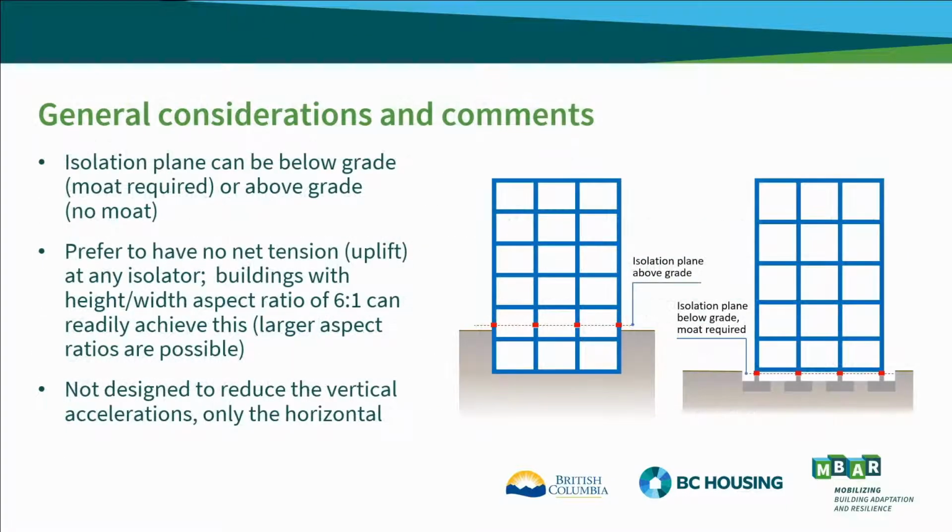So the isolation plane can be above grade, like the figure on the left, where no moat is required, or it can be below grade, the figure on the right, where a moat is required to make sure that as the building moves side to side, it doesn't, of course, impact with the ground. An aspect ratio of 6 to 1 or so of a building of height to width will make sure there's no uplift at the isolators. But again, larger aspect ratios can be possible.